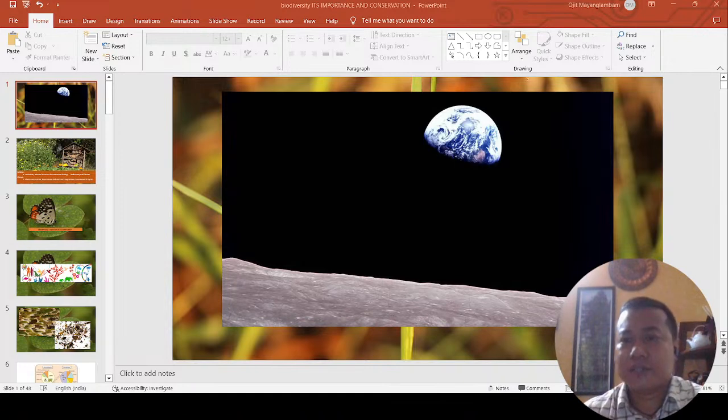The second one is that the biodiversity hotspots that you're seeing in this picture now have only 30% of the original vegetation that they used to have.